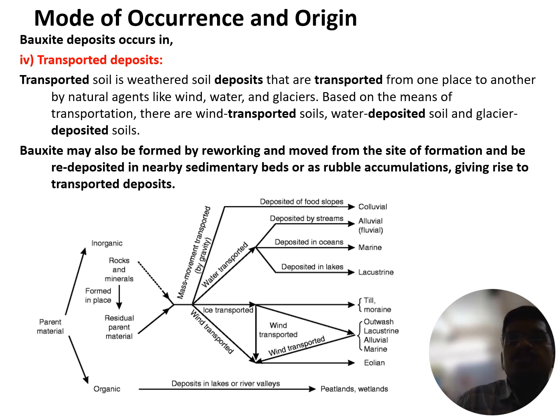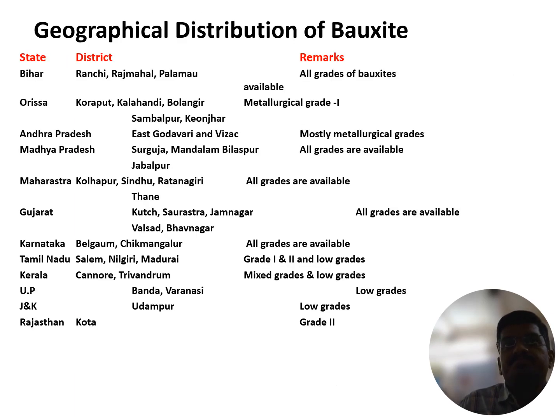If it is water transported, it is deposited by streams and called alluvial or fluvial. If it is deposited in the oceans, it is called marine. If deposited in lakes, it is called lacustrine. If it is ice transported, it is called till or moraine, sometimes also outwash. If it is wind transported, it is called eolian deposits. Deposits in lakes and river valleys are called peatlands and also wetlands.